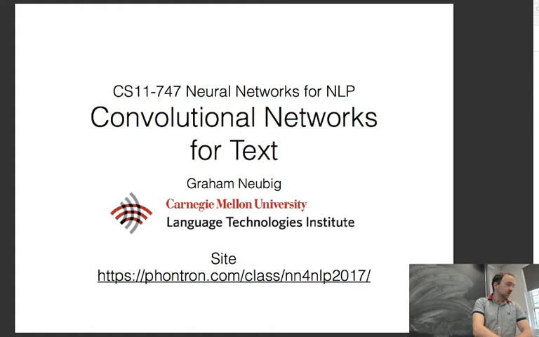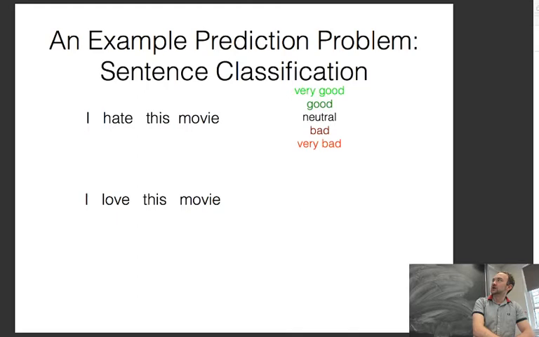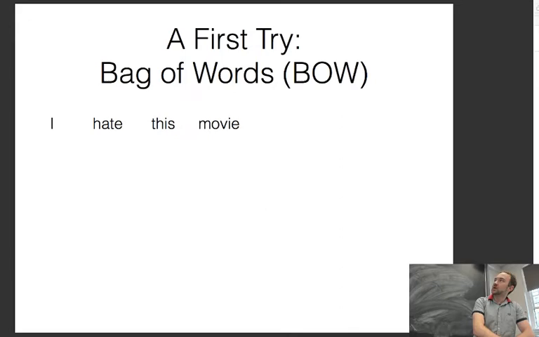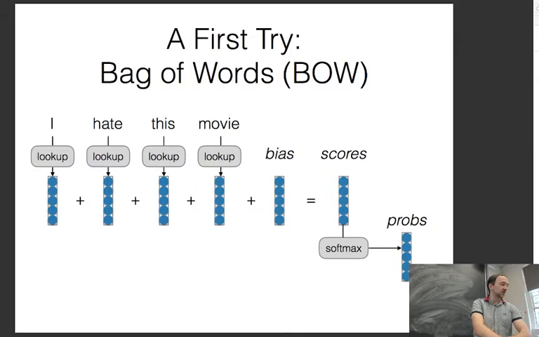As I've been doing before, I'm going to talk about sentence classification as an example problem where we have, I hate this movie, I love this movie, and we want to classify them into very bad and very good, et cetera. At the beginning of this class, the first thing that we tried was a bag of words. Basically, here we look up a score for each of the words: good, medium, bad, very good, good, neutral, bad, very bad. So we have a vector of size 5 for each of these. Over here, we add up our bias and we get our scores. So this was the first example. I think this should be nothing new.